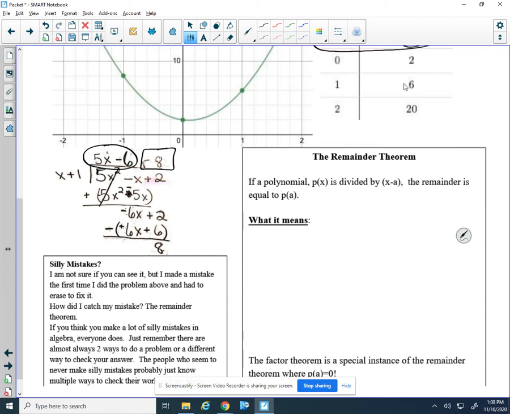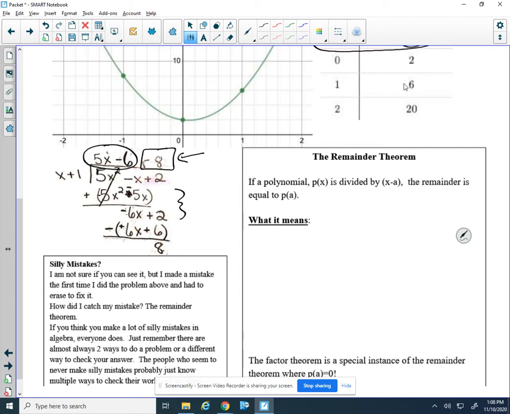I thought it was something I would talk about in class. It says silly mistakes. I'm not sure if you can see it, but somewhere in here I had to erase, and scanning the PDF kind of got rid of that. But I made a mistake the first time I did the problem above and had to erase to fix it. How did I catch my mistake? The remainder theorem. Since I knew from the remainder theorem that this remainder should be 8, when I didn't get an 8, I knew that I was wrong and I had to go back and check it.